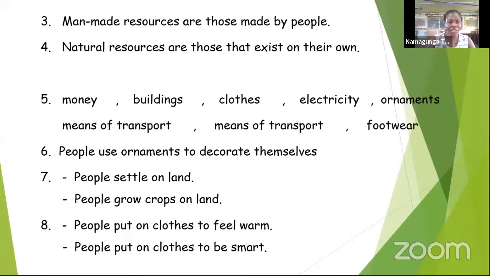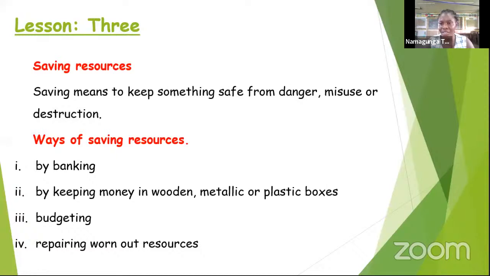We are going on lesson 3. Are we all on lesson 3? Wow, I like the participation. Nakilu Melissa, you are the best. Thank you. We are on saving resources. Those resources we have seen, how can we care for them while they're still in good condition? What does the word saving resources mean? Saving resources means to keep something safe from danger, misuse, or disruption. If you want to save mommy's phone, you will handle it with care. Will you throw it down? No, because tomorrow you will not have the lesson. So that means you are saving that resource.